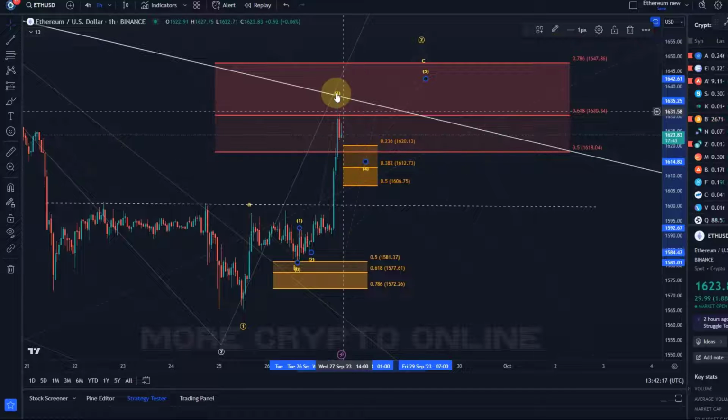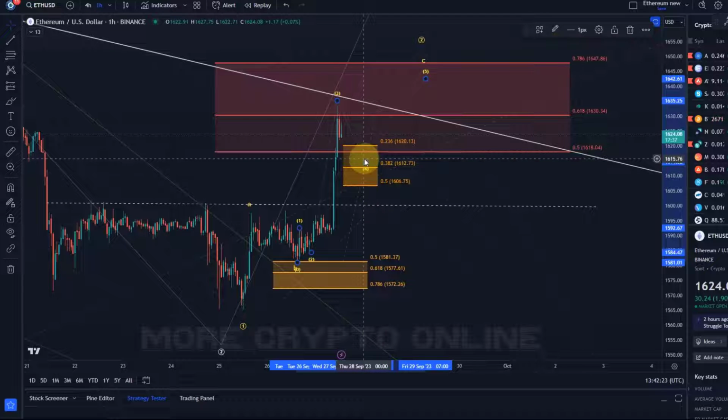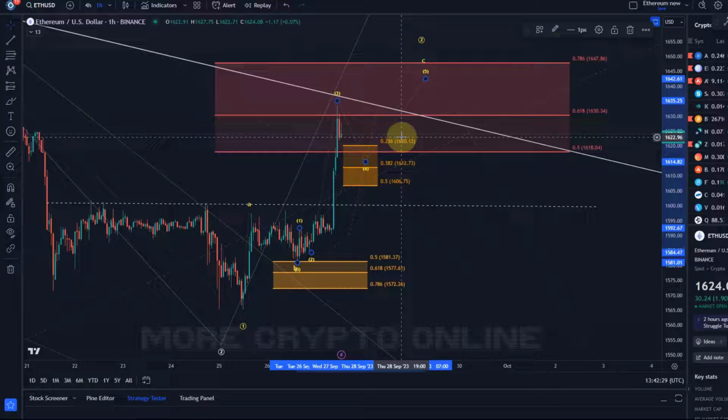For a healthy wave 4, I would like to see the price to get here deeper into the orange support area and also spend a little bit of time there before it pushes higher in the 5th wave. That's my update about ETH.